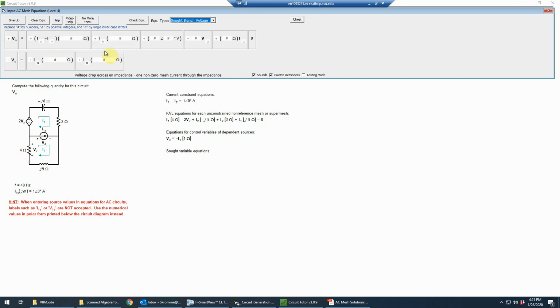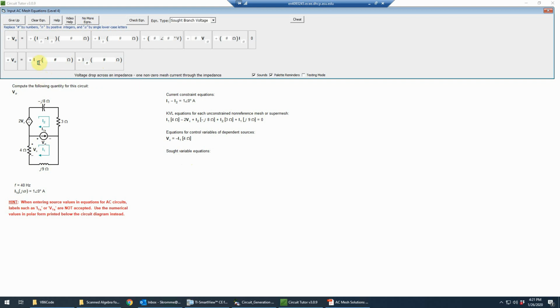Now remember, as always, when we write this type of KVL equation, or for that matter, a KCL equation in nodal analysis, regardless of what type of equation it is, we always need to have a separate term for each circuit element. So we can't combine those mentally into 4 plus J9, for example. Even though that would be mathematically valid, it will not be accepted here.